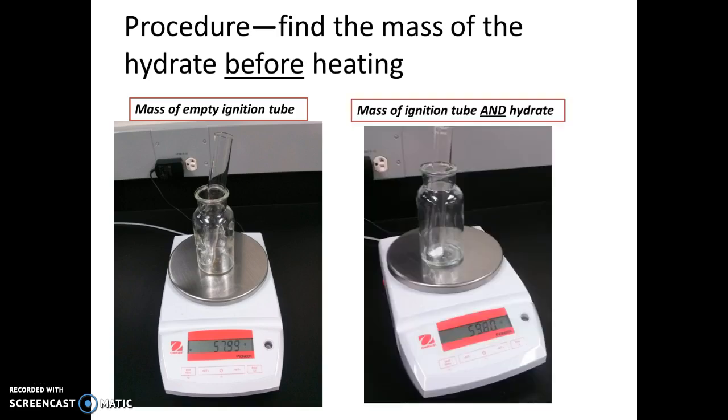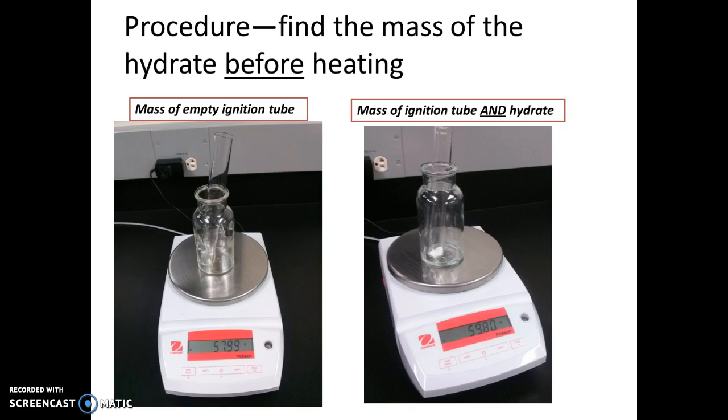The next thing that you need to do is find the mass of the ignition tube and your hydrate. For this lab, we want you to measure your hydrate directly into the ignition tube. The reason for that is that the main piece of data that you're getting from this experiment is mass data. You want your mass to be extremely accurate. If you measure your hydrate in a plastic weigh boat and then pour it into the ignition tube, it's a less accurate way of finding the mass because inevitably some of that hydrate might be left behind in the weigh boat. So we want you to measure the hydrate directly into the ignition tube.